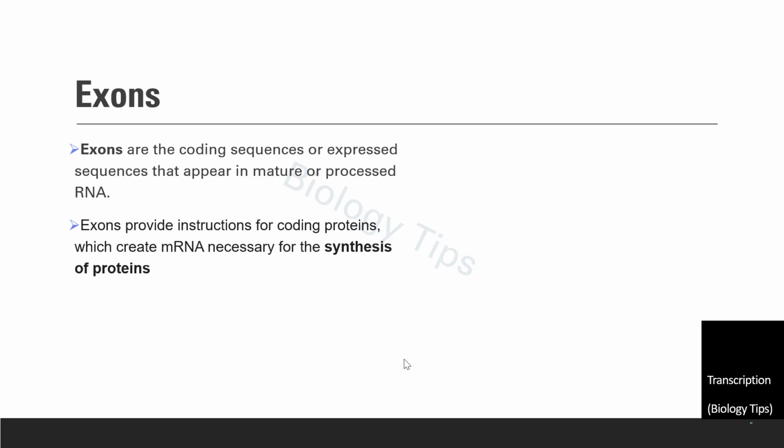Moving on to the next section, we are going to study exons. So what are exons? Exons are the coding sequences which are present in the mature RNA, right? Exons are the coding or expressed sequences that appear in mature or processed RNA. Exons provide instructions for coding proteins, creating the mRNA necessary for the synthesis of proteins. So these types of questions can normally come at +2 level for 1 mark, right? When you look at the higher level, this is part of molecular biology. This is part of the essay question on transcription.